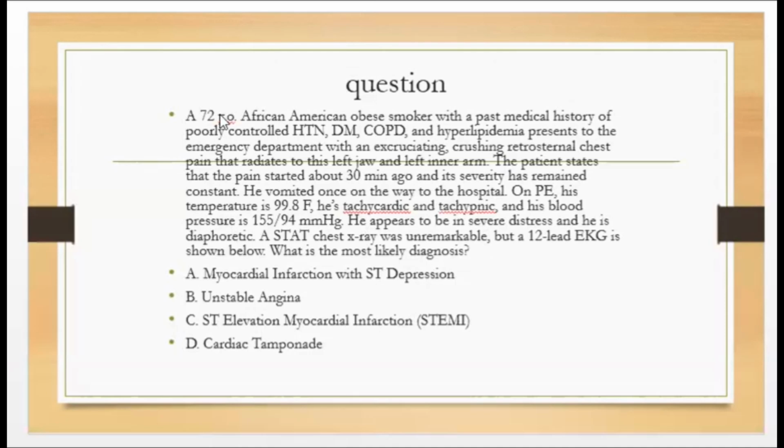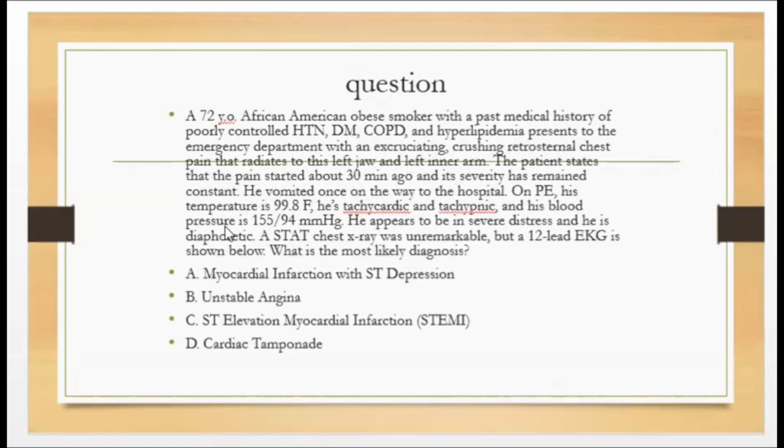A 72-year-old African American obese smoker with a past history of poorly controlled hypertension, diabetes, COPD, pay attention to this COPD, and hyperlipidemia presents to the emergency department with an excruciating, crushing, retrosternal chest pain that radiates to his left jaw and left inner arm. The patient states that the pain started about 30 minutes ago and its severity has remained constant. He vomited once on the way to the hospital.